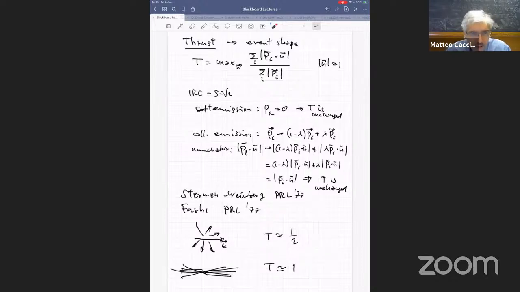Another infrared and collinear safe observable, actually this is now becoming a bit late. Perhaps we should take the pause now because I will need more than 2 minutes to go on. So it may be a good time to ask questions if there are any. Take the pause and continue later.